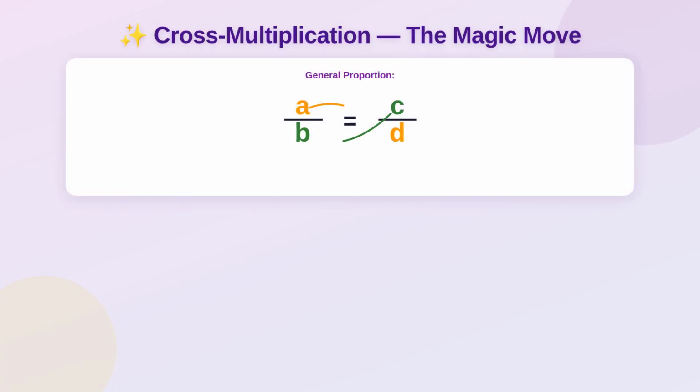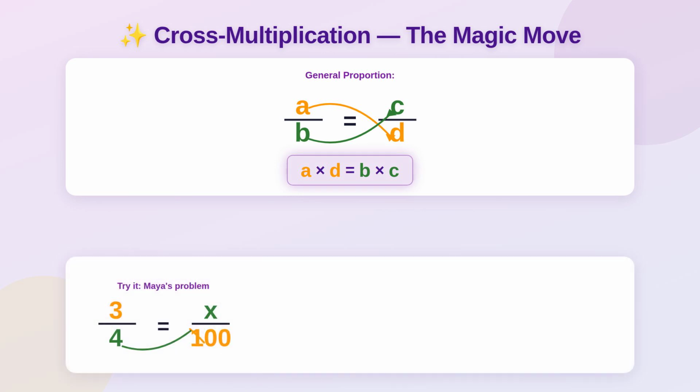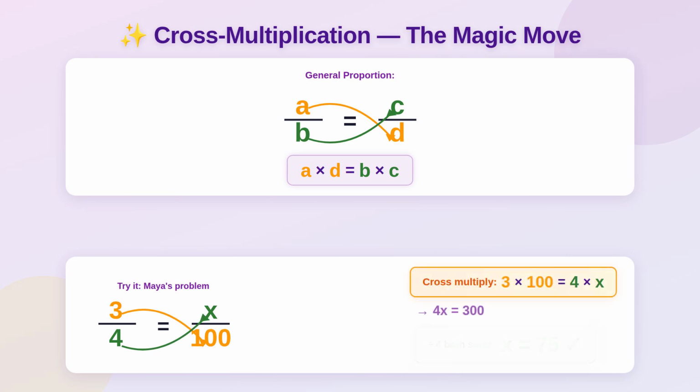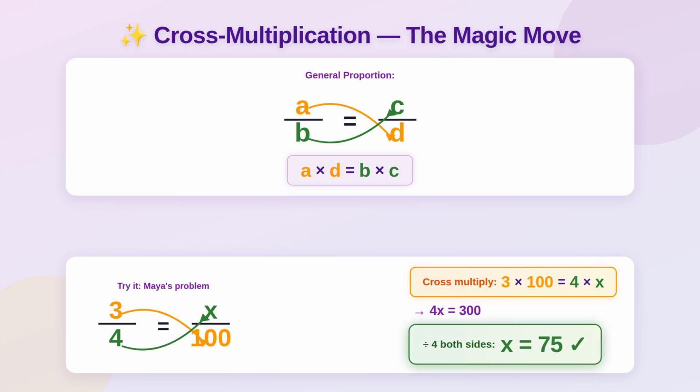Let's zoom in on cross multiplication, because this is the secret weapon. When you have a proportion like a over b equals c over d, you multiply the diagonals. A times d equals b times c. Those cross products are always equal in a true proportion. So if one value is unknown, cross multiplying turns your proportion into a simple one-step equation. It sounds fancy, but watch. It's actually the easiest algebra move you'll ever make. Maya's gonna love this.